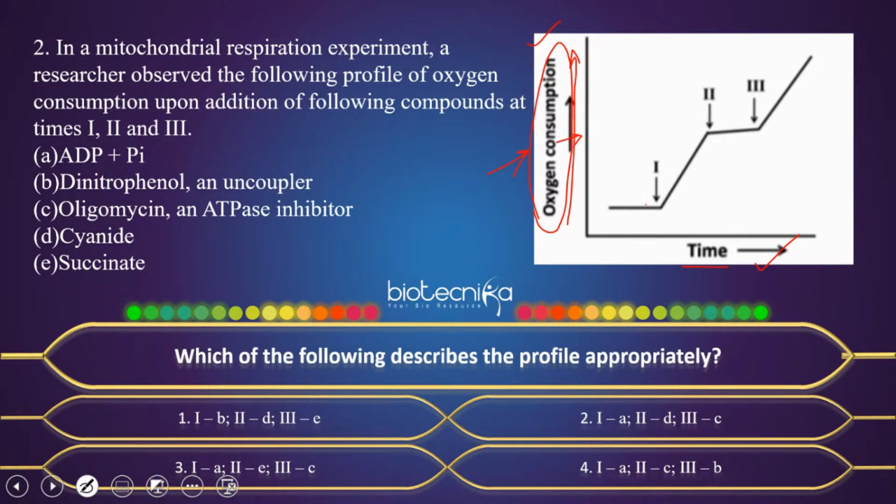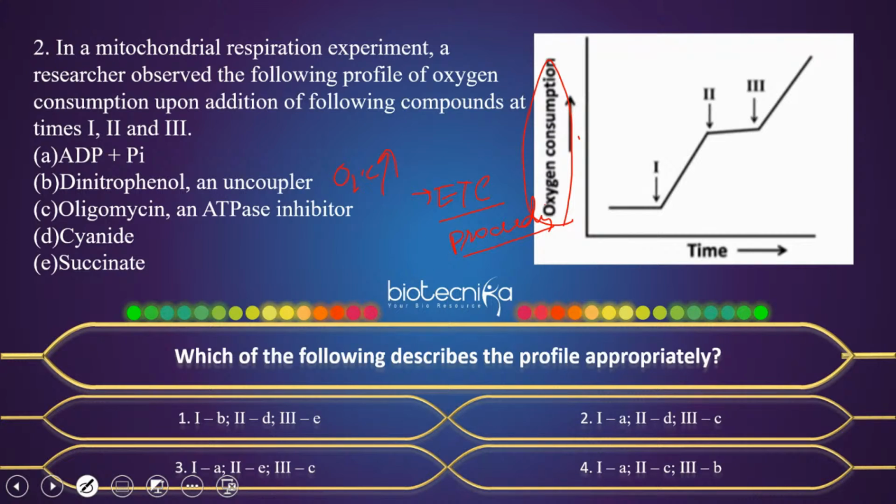So as a result, tell me something. Correct me if I'm wrong. If oxygen consumption is high, that means the electron transport chain is proceeding. True or false? Oxygen consumption is high, that means the electron transport chain is proceeding forward. True or false? Yes, it's true. Very good, everyone.